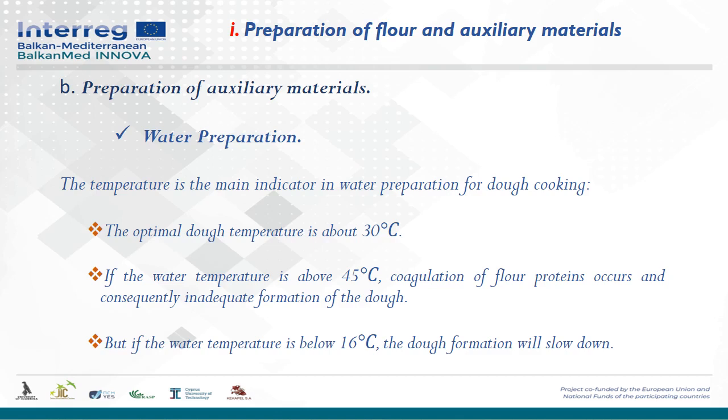So, the optimal dough temperature is about 30 degrees, but if the water temperature is above 45 degrees, coagulation of flour proteins can occur and consequently inadequate formation of the dough. Also, if the water temperature is below 16 degrees, the dough formation will slow down.